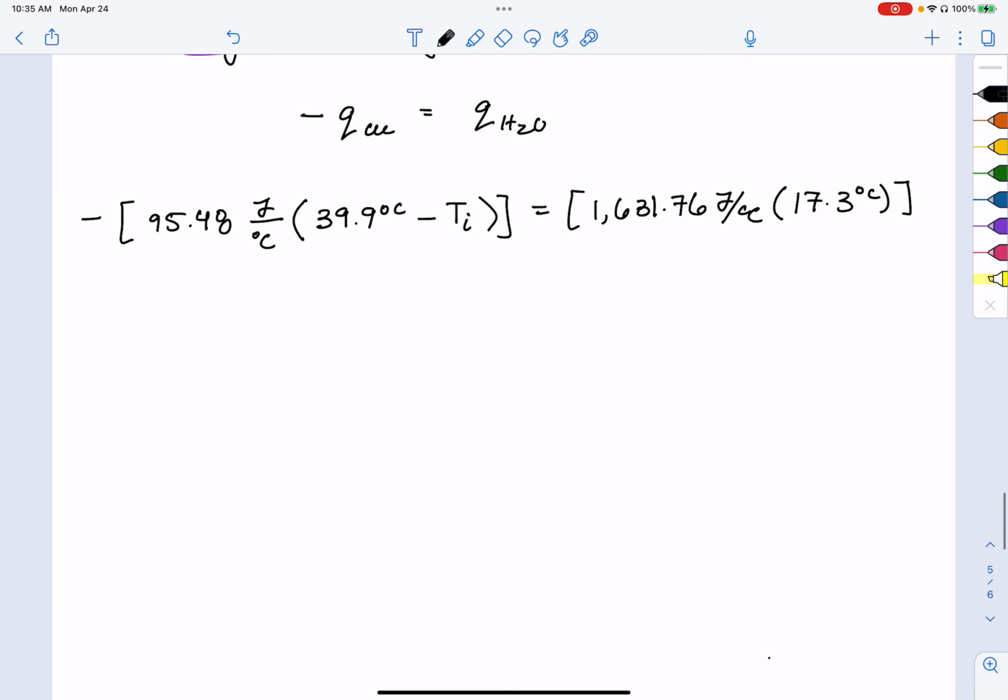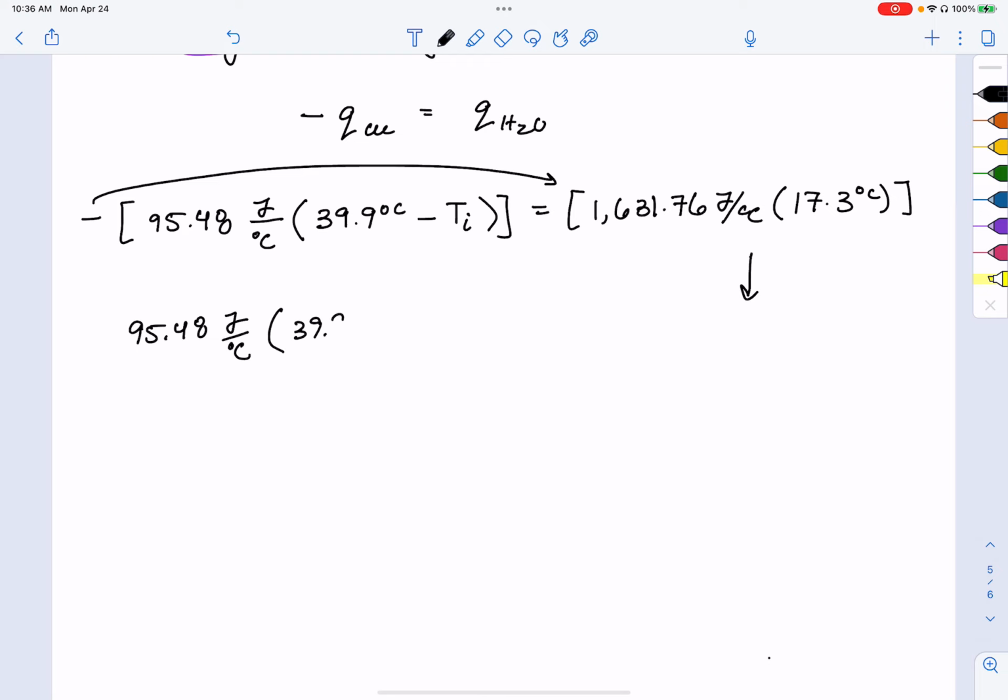And to make my life easier, I'm going to simplify this right-hand side, and then I'm also going to distribute this constant. You know what? No, that doesn't seem easy to me. Let's just wait. So what I'm going to do is move this negative over. So divide both sides by -1. So I have 95.48 joules per degree C times 39.9 degrees C minus initial temperature. That's going to equal negative whatever this product is.